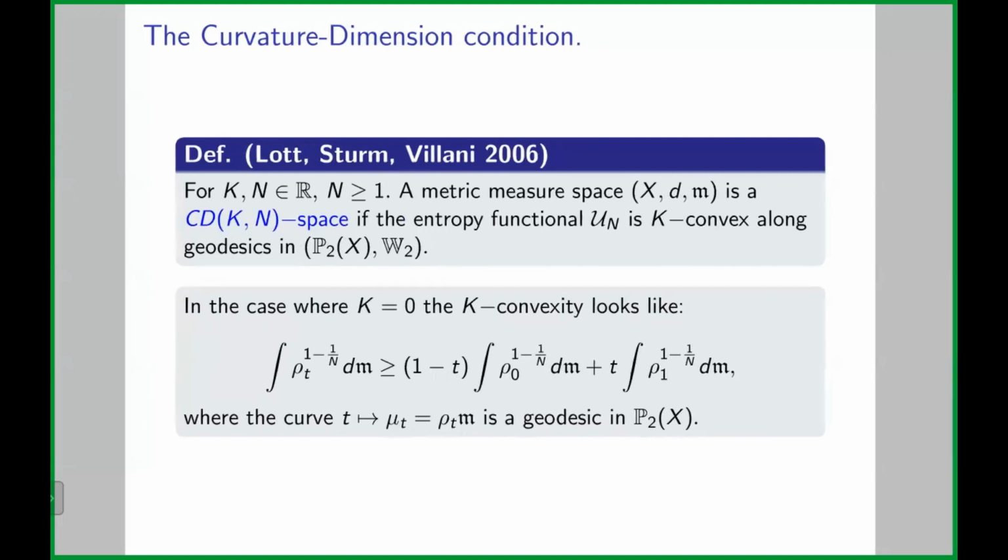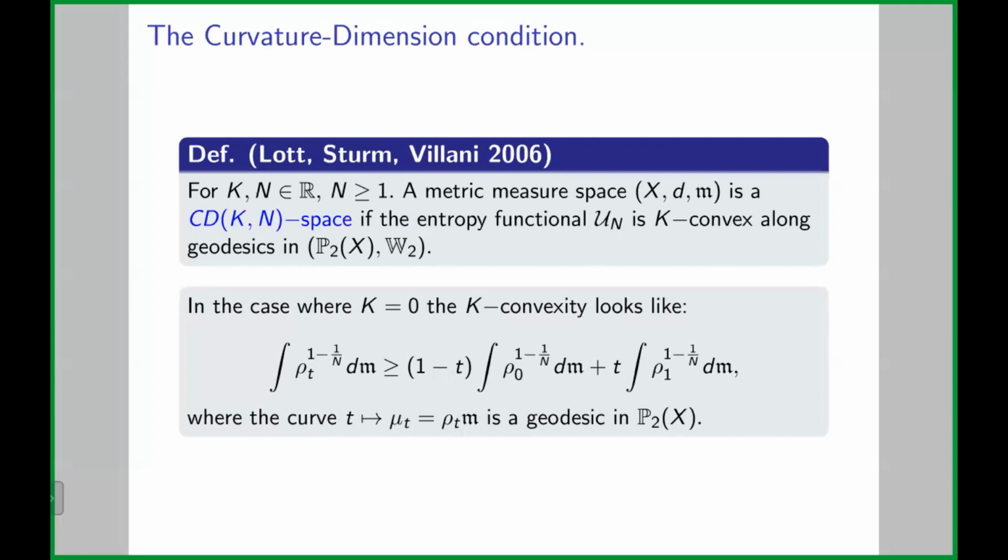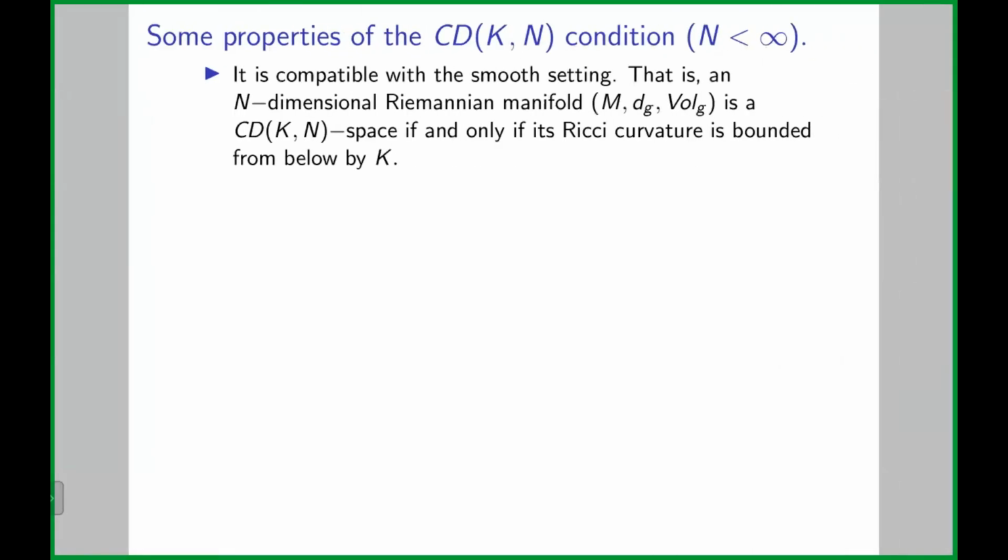Okay, so we have a notion of a non-smooth Ricci curvature. And it has some nice properties. The first one is that it is compatible with the smooth setting. That is, an n-dimensional Riemannian manifold M is CD(K,N) if and only if its Ricci curvature is bounded from below by K. The second one, and that's really important, is that it is a stable condition under Gromov-Hausdorff convergence. That is, if I take a sequence of CD(K,N) spaces and I know that they converge, then the limit is also CD(K,N).